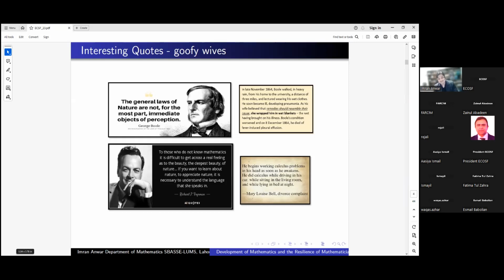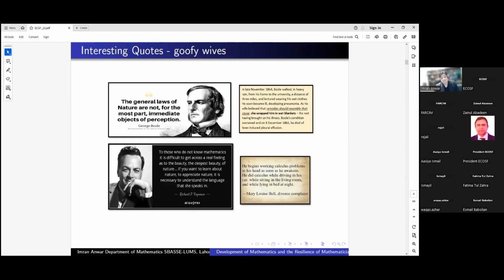and that was a complaint which was written in the divorce complaint. He begins working calculus problems in his head as soon as he awakens. He did calculus while driving in his car, while sitting in the living room, and while lying in bed at night. So that's why Feynman's wife was not happy with him and wanted a divorce.